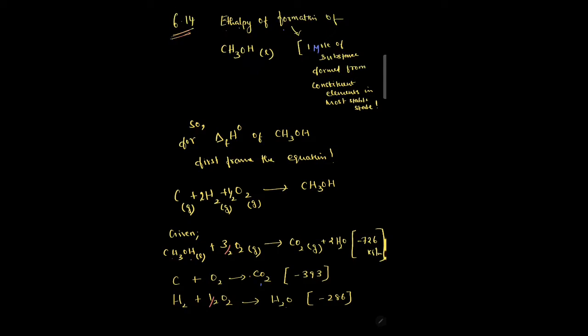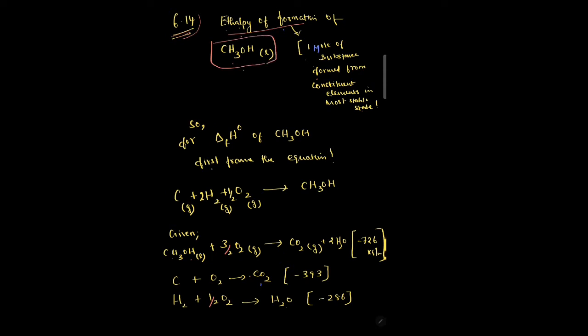This question is asking for the calculation of the enthalpy of formation of CH3OH. So what is this enthalpy of formation? It is the enthalpy change when 1 mole of a substance is formed from its constituent elements in their most stable state. So first of all, in order to calculate the enthalpy of formation, we have to get to the equation of this.